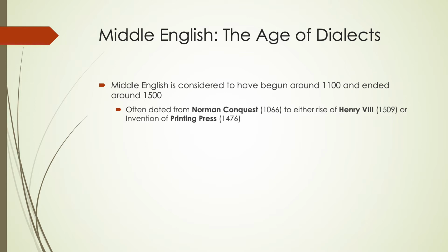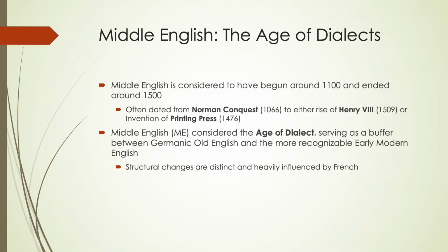During the Old English period, there's a little bit of standardization. By the early modern period, we see a lot more standardization. We didn't really see that during the Middle English period. So this is considered the Age of Dialect because this is in some ways a period of wild difference, but also wild change, and it serves as a buffer period between the very clearly Germanic Old English forms and what we see in early modern English and modern English, the more recognizable English forms. The structural changes were very distinct. They were very heavily influenced by French. We'll see examples of that throughout our experience looking at Middle English.